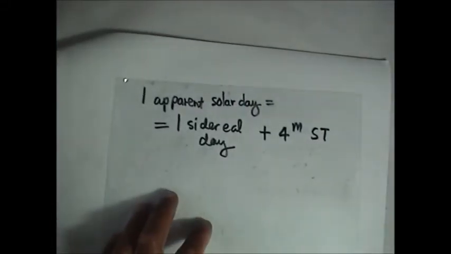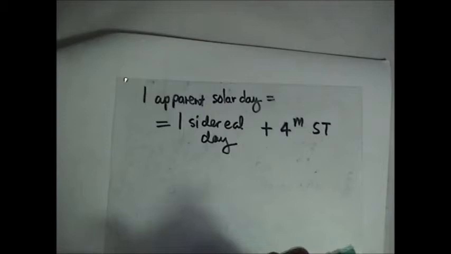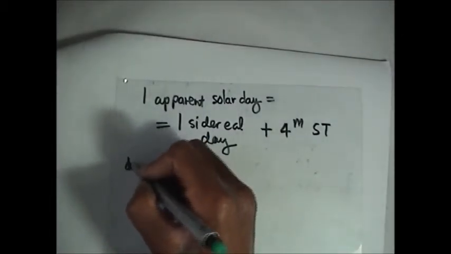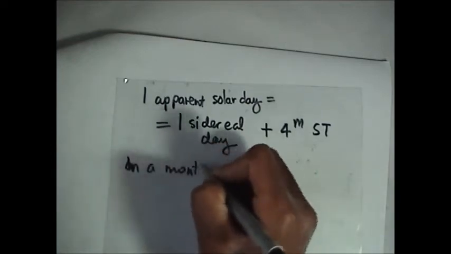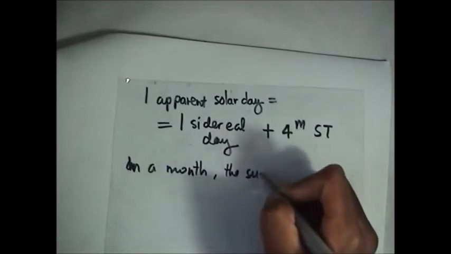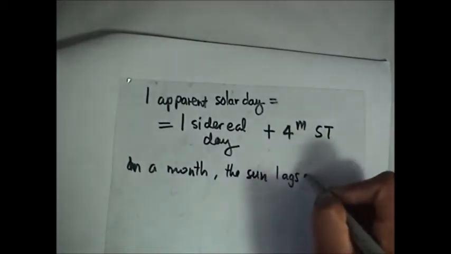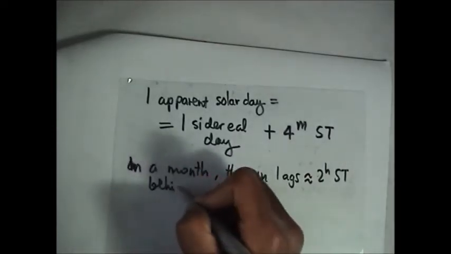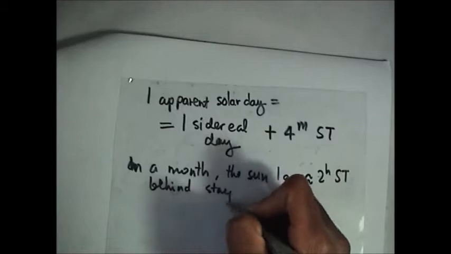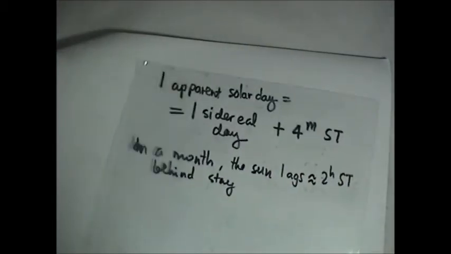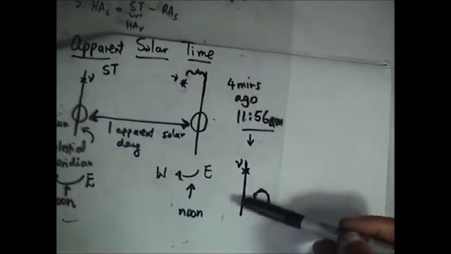What we're going to do is we're going to prove that in a month the sun lags by approximately 2 hours sidereal time behind a star. You saw that in a day the sun was lagging by 4 minutes, because when I said the sun is tired, if you remember well, it was lagging by 4 minutes.